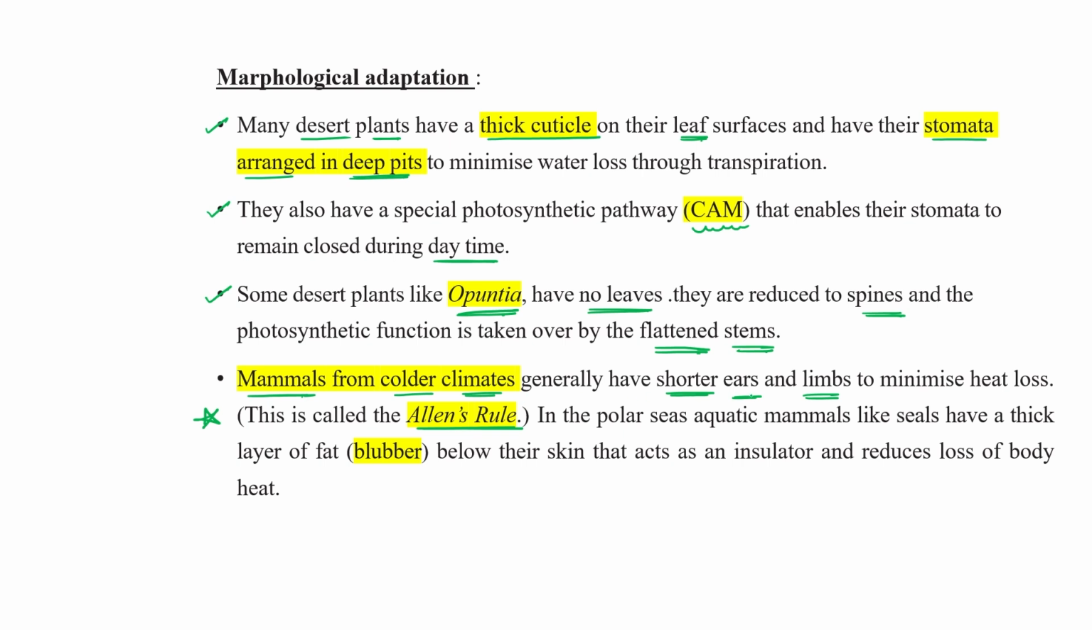This is called Allen's rule, meaning mammals which are found in colder environments generally have shorter ears and limbs to minimize their heat loss. In polar seas, aquatic mammals like the seal have a thick layer of fat, known as blubber, found below their skin, that acts as an insulator to reduce their loss of body heat, because these are also found in extremely cold water conditions. So to reduce their body heat loss, they have a thick layer of fat just beneath the skin.